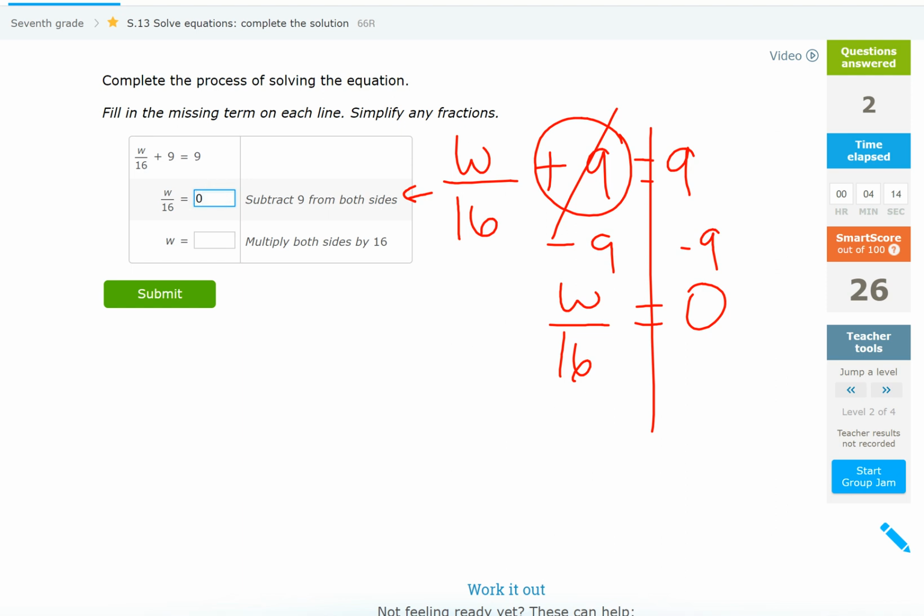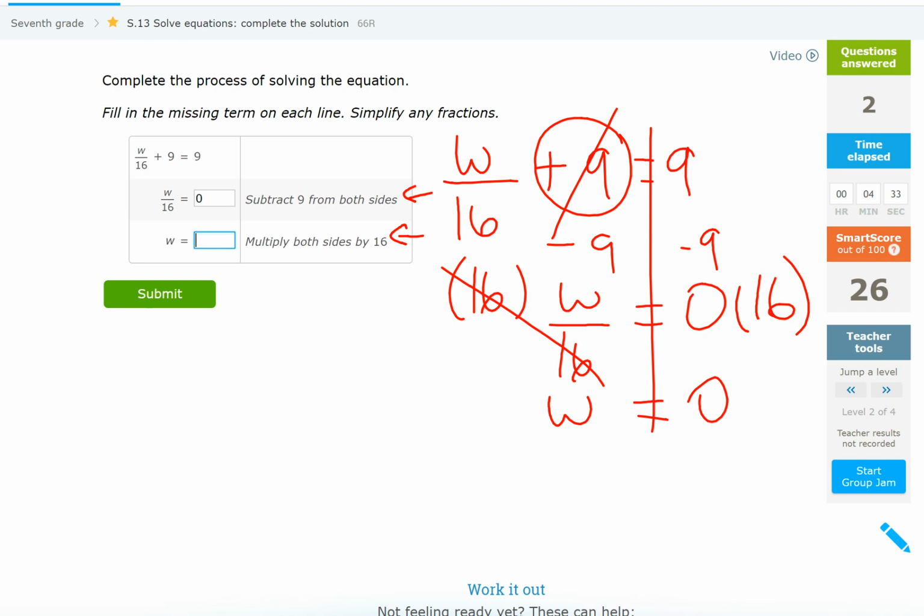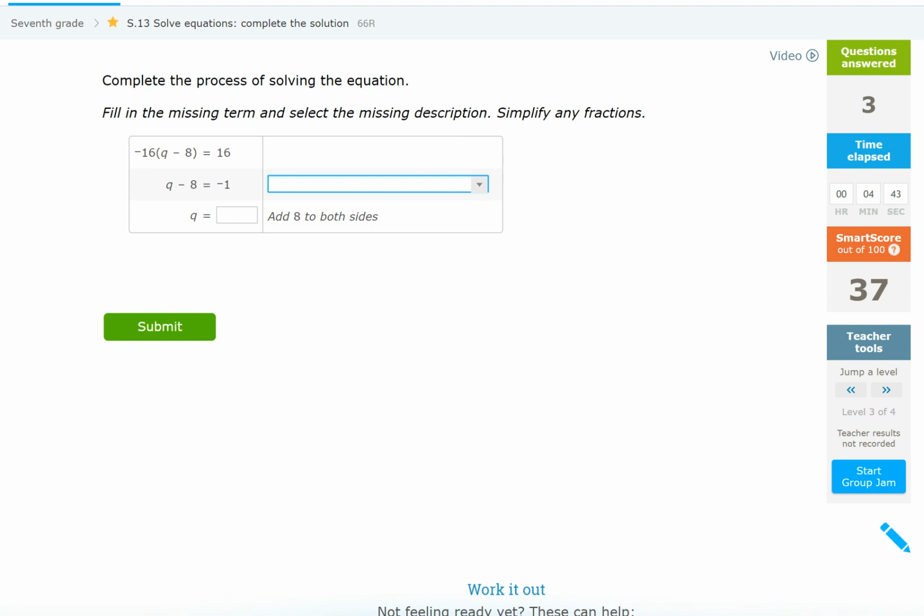There's nothing wrong with that. And so now they tell you next to multiply both sides by 16. Okay, so show the multiplication by 16 on both sides. We know those 16s cancel, so W is equal to 0 times 16, which is 0. But it's what it is. It's okay to get a solution of 0. So now we found out that after multiplying both sides by 16, you got 0, so the value of W was 0 the entire time. We're just going to follow the steps.